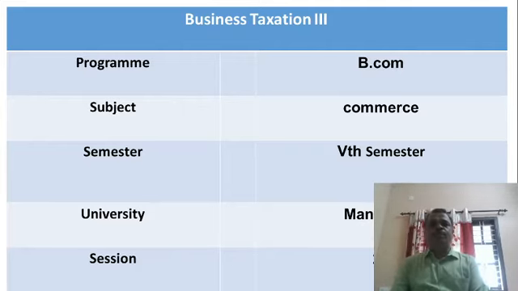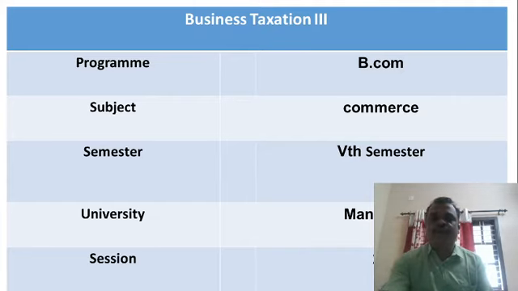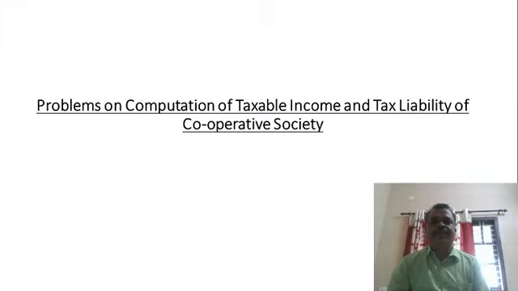In this session, I am going to explain Business Taxation, 3rd year, 5th semester BCom, Bangalore University syllabus. Business Taxation third chapter is Assessment of the Cooperative Society. We already explained the theoretical part of the Cooperative Society. Now, to begin, we will work out problems regarding the computation of tax liability and taxable income.